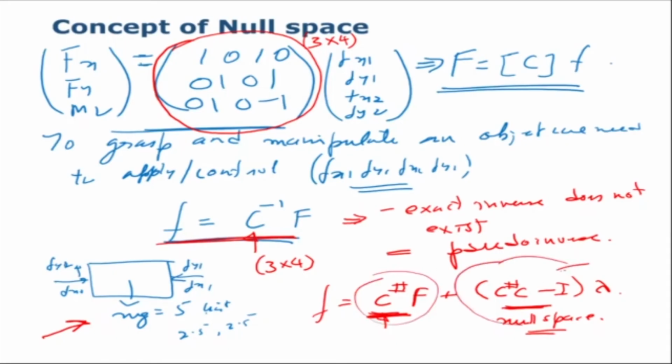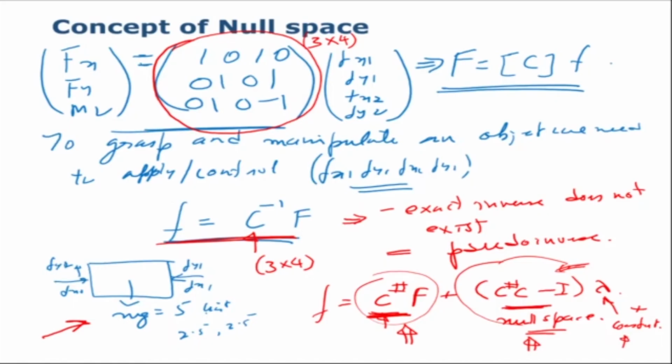Now this part of the solution is in the null space of C, and there is a positive constant there. So your solution for f consists of two parts. One part is this, and the other part is that one, again with a constant there. So what it basically means is that you have multiple solutions here.